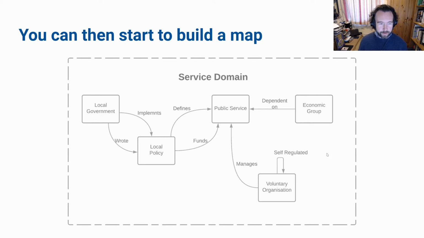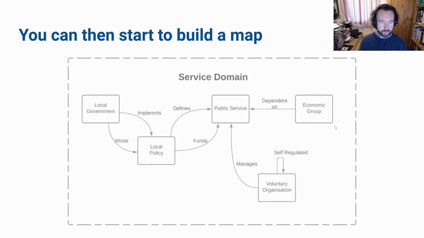So once you assemble all of these parts, you can start thinking about building a system map of something. So this is back to my pretend local government service or whatever it is. So here I've decided that within my service domain, I've got something that represents local government, which implements a policy. It also wrote that policy, which defines a public service and also defines how it's funded, perhaps. Although the funding could have perhaps come directly from local government, so you could see how having this map might trigger you thinking about how to adjust it to make it more accurate to what actually happens.